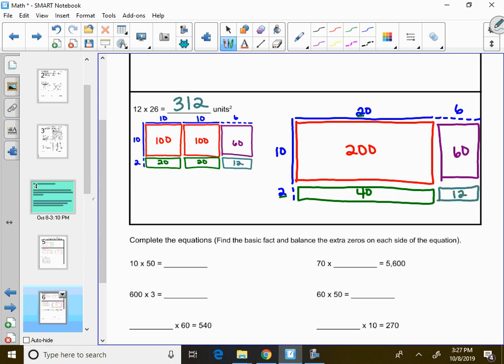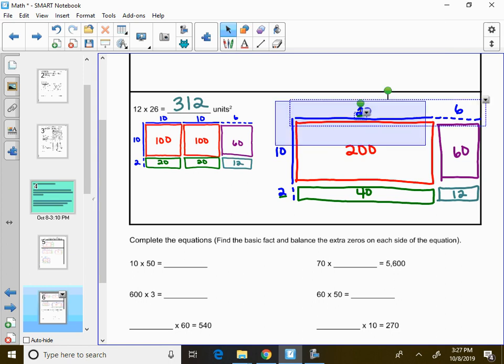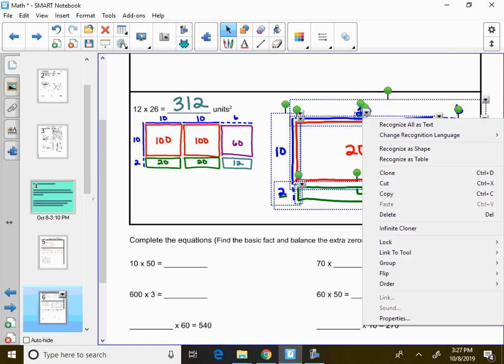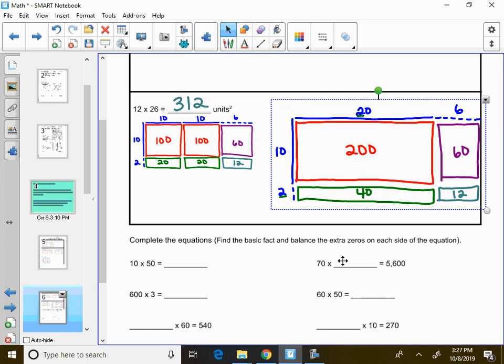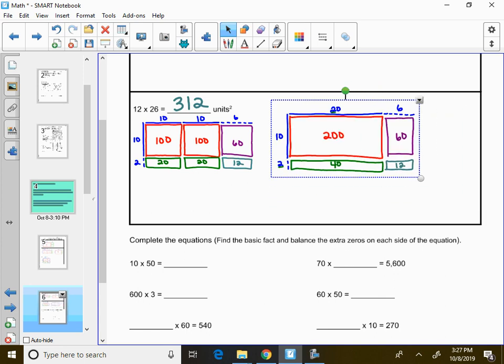And again, what's great about this is that there are less sections. 200 plus 60 is 260, plus 40 is 300, plus another 12 is 312. So remember, you don't have to do both ways, but I do want to show it. And if you understand both ways, that really means you get the whole process, which is great.